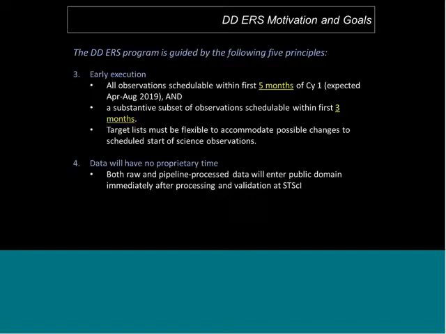Operations have to be conducted early. They have to be schedulable within the first 5 months of cycle one, so within the time period between April and August of 2019, and a substantive set of the observations should be schedulable within the first 3 months of observation. We need to be flexible to accommodate possible changes to the scheduled start of science observation, so if we have a delay in launch or if commissioning takes a bit longer than we anticipate.